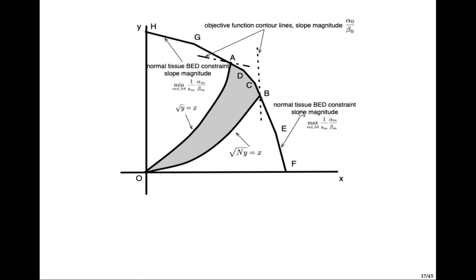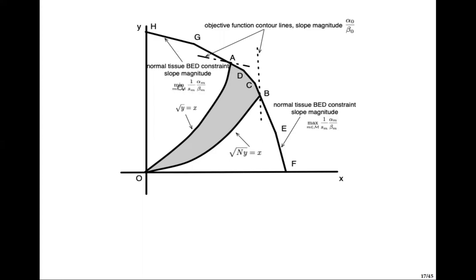Normal tissue constraint, slope magnitude is this 1 over s alpha over beta, but this is the steepest among them. So this is the maximum among those. And if you go back all the way here, this is the flattest among them. So that's the slope magnitude.